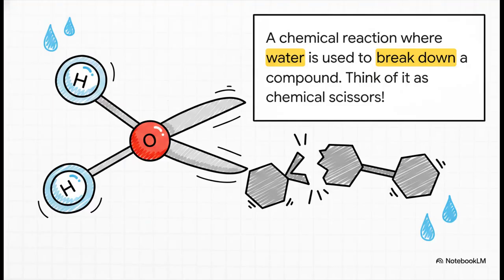Before we jump into the different starting materials, let's make sure we're totally clear on the technique itself. Hydrolysis is just a reaction where water, that's the hydro part, is used to break down a compound, that's the lysis part, which means to split. So water is basically acting like a pair of chemical scissors, snipping a molecule apart to help us form our carboxylic acid. Simple as that.